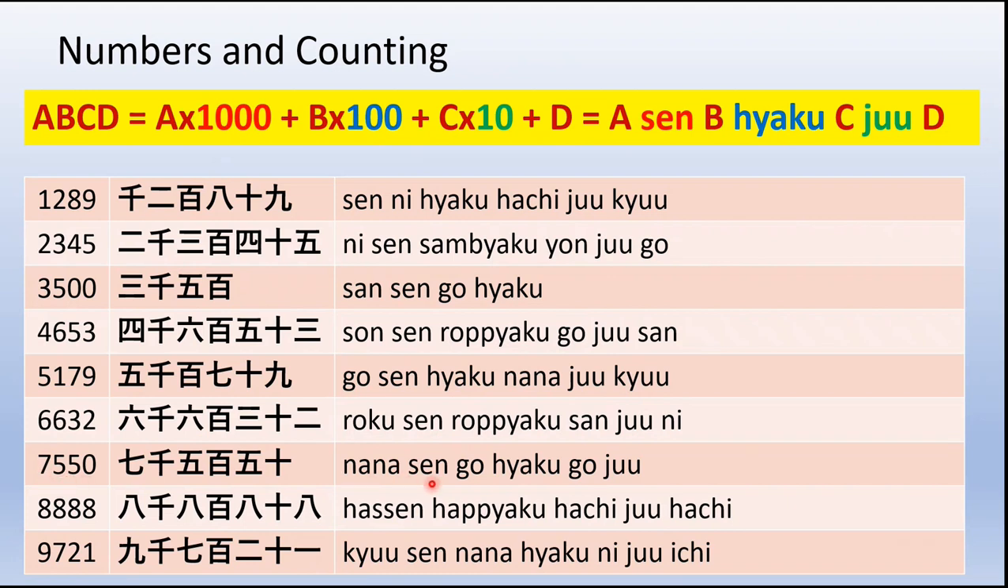7550 is nanasen gohyaku goju. Nanasen means 7000, gohyaku is 500 and goju is 50.